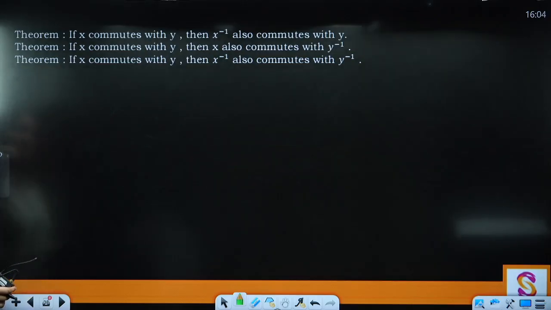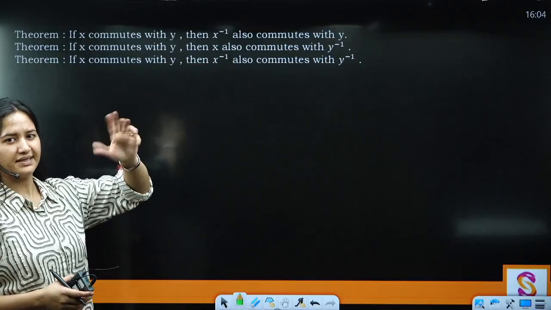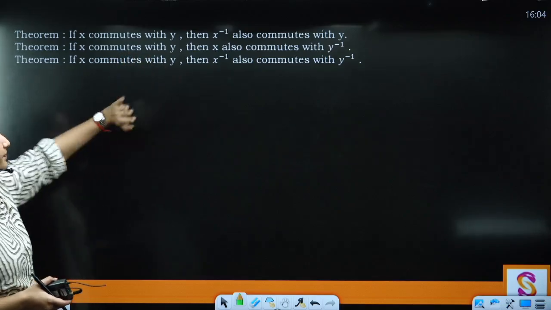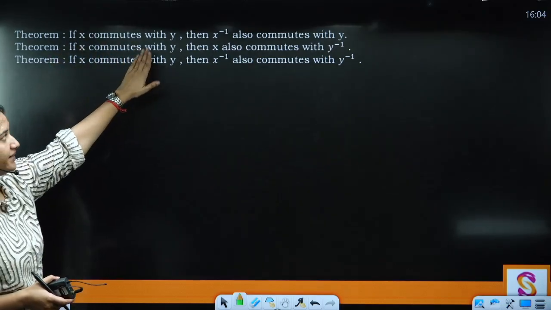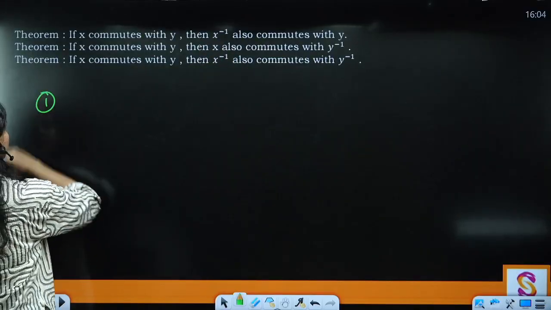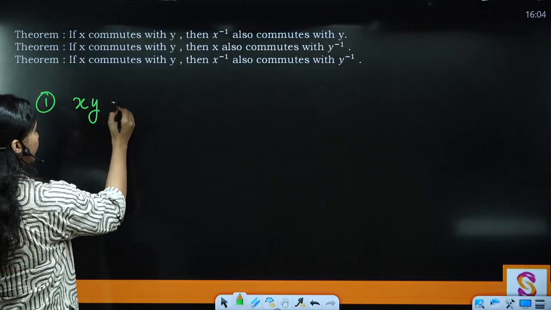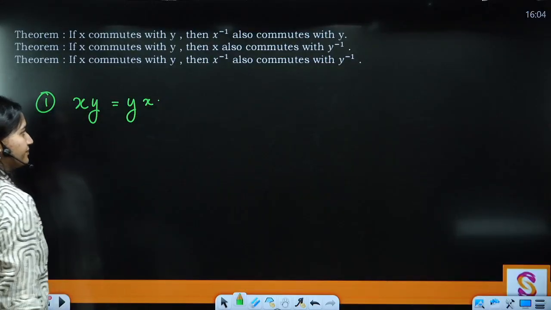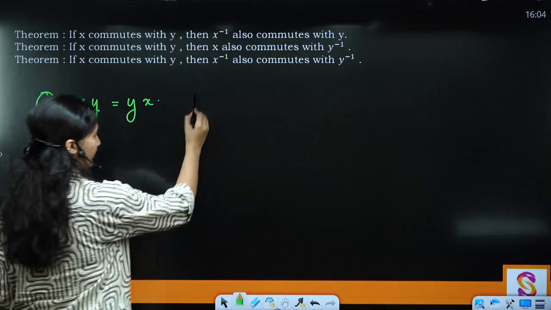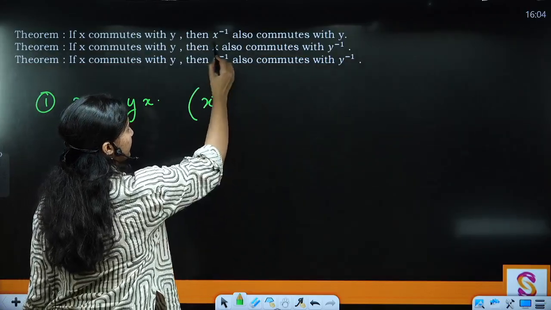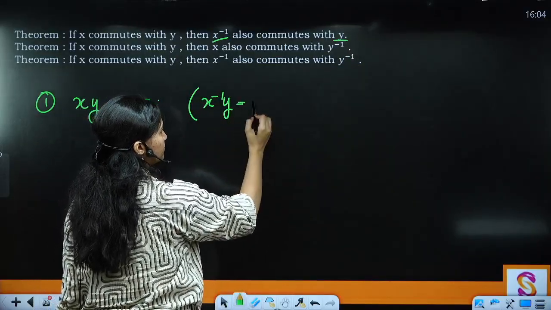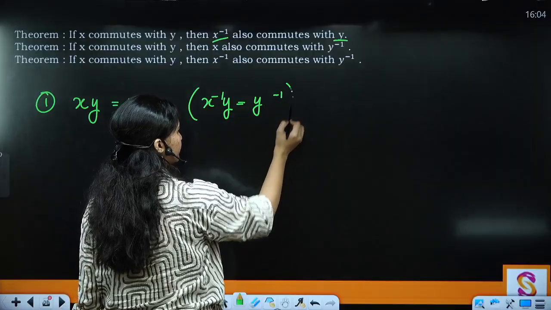So, moving on. Again, we have some theorems. Basically it is a mix and match of the commutative property, okay? So we will quickly try and prove them. If x commutes with y, then x inverse also commutes with y. What is given? That x and y commute with each other, that means xy equals yx. We are supposed to prove that x inverse also commutes with y, that is, x inverse y equals y x inverse, right?